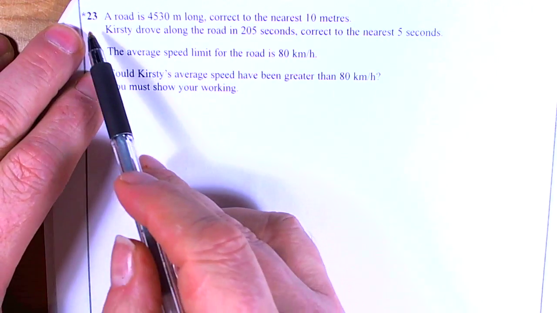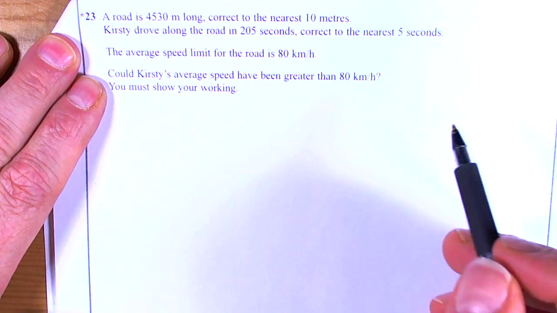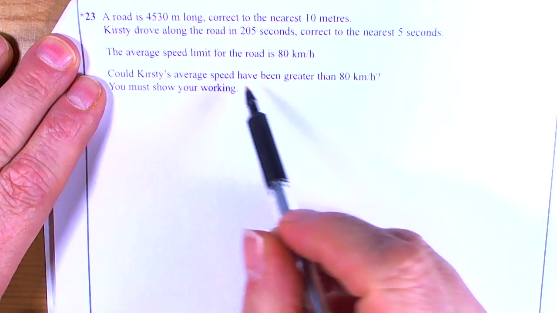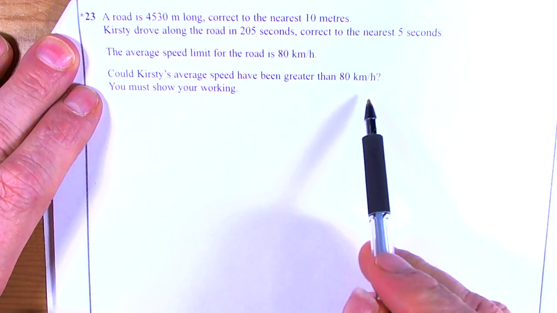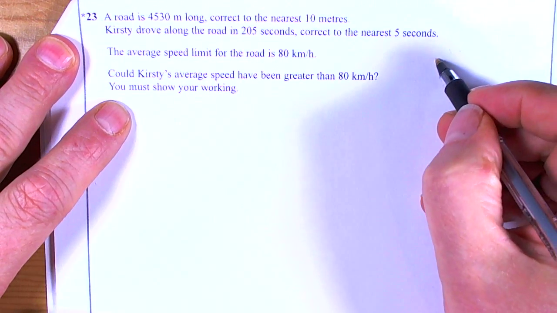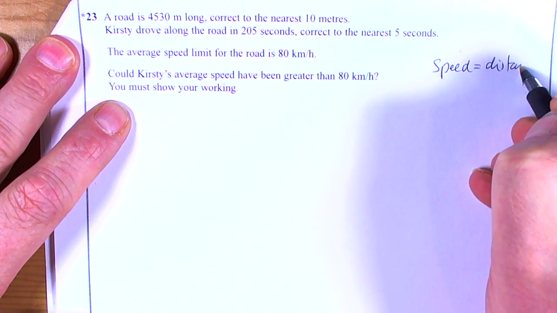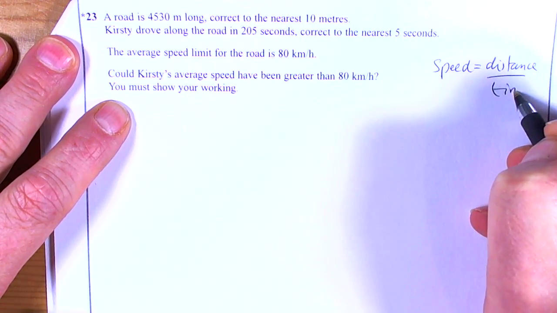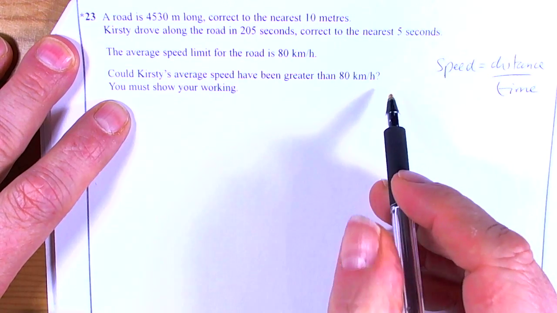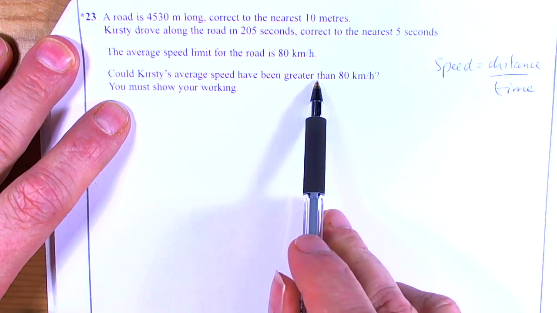This question is a start question, so it's expecting a lot of workings out and some clear steps that you take. When we read the question carefully, it talks about Kirsty's average speed. So straight away we're thinking speed equals distance divided by time. That's going to be part of our workings out. And it's talking about an average speed limit, and it wants it to be greater than that.